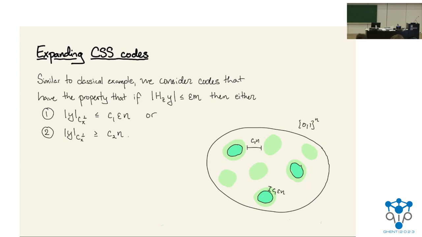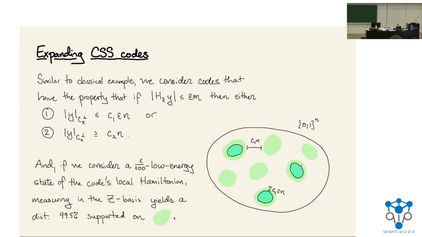I start off with the original bubbles, and I expand a little, so I bubble out a bit. That bubbling scales like epsilon, as drawn at the bottom. But I will also have these phantom bubbles, these phantom clusters that appear. So if I have an expanding CSS code and I take a low energy state and measure, in the X picture I will be well supported on the bubbles in the X picture. And when I measure in the Z picture, I'll be well supported on the bubbles in the Z picture. That's just from the fact that roughly these CSS codes have 50% X checks, 50% Z checks.